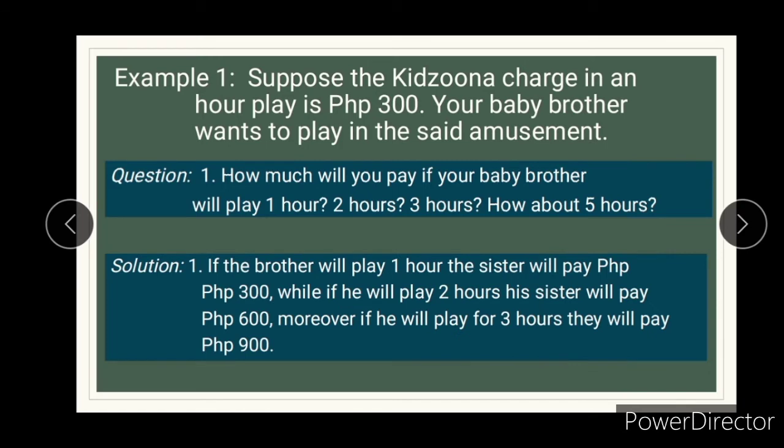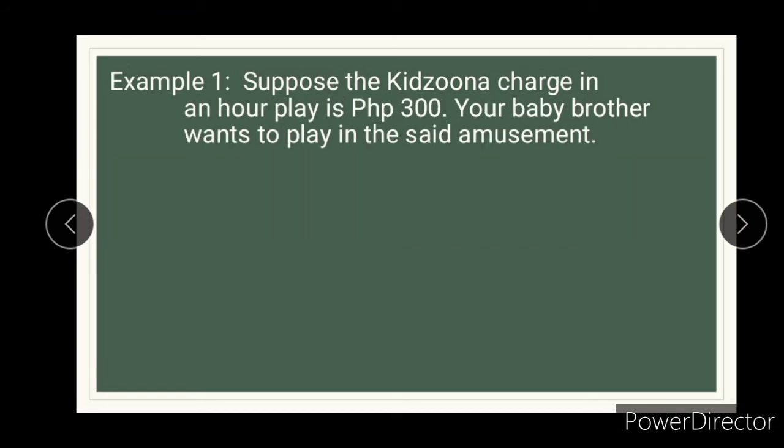Solution. If the brother will play 1 hour, the sister will pay 300 pesos. While if he will play 2 hours, his sister will pay 600 pesos. Moreover, if he will play for 3 hours, they will pay 900 pesos.